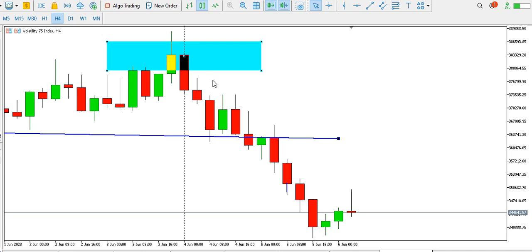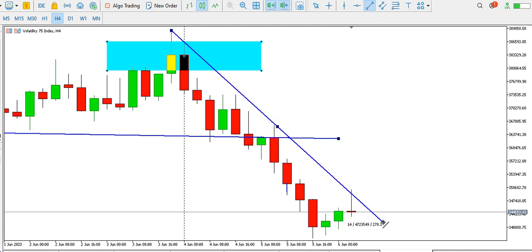Let's take a look at what we have on the 4-hour time frame. On the 4-hour time frame, we can see that the price has formed a bearish trend, as price continues to form lower highs and lower lows, and then we have a lower high around here. We'll be expecting a lower low in due course. So that's that for the 4-hour time frame.